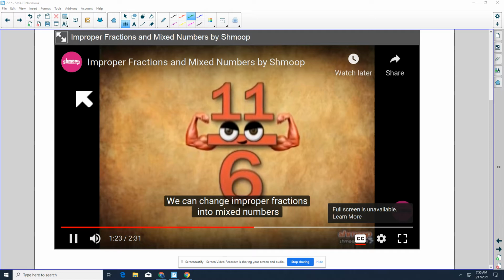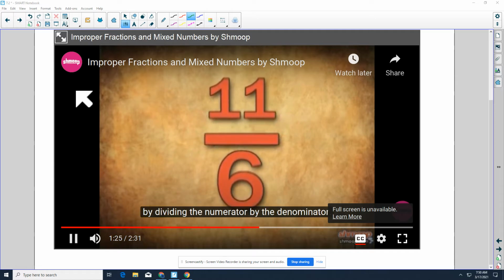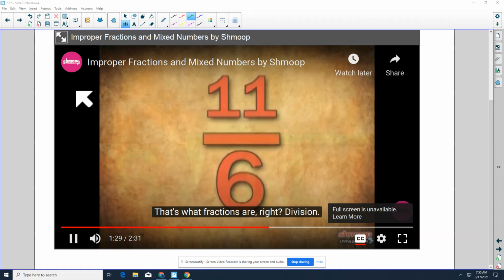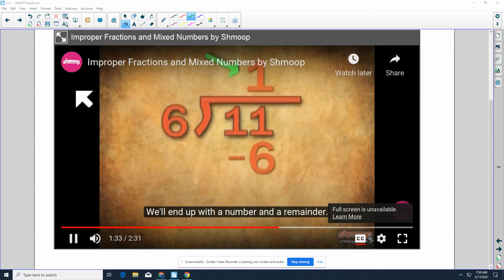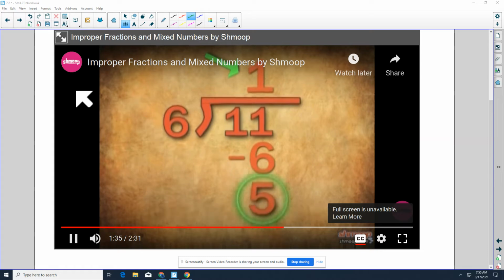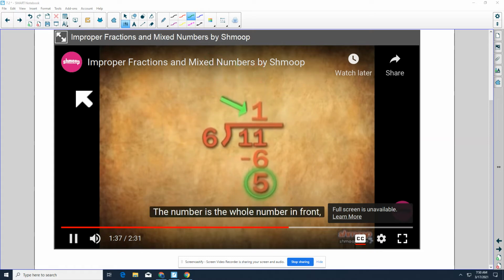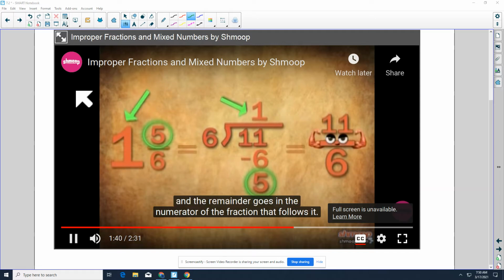We can change improper fractions into mixed numbers by dividing the numerator by the denominator. That's what fractions are, right? Division. We'll end up with a number and a remainder. The number is the whole number in front, and the remainder goes in the numerator of the fraction that follows it.